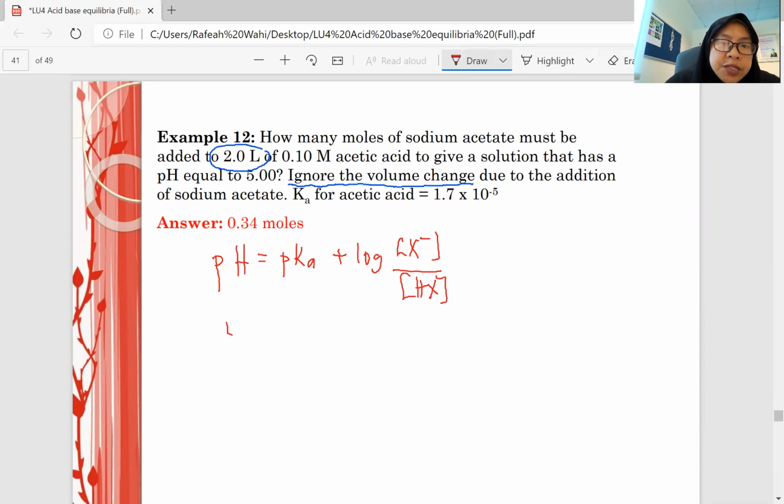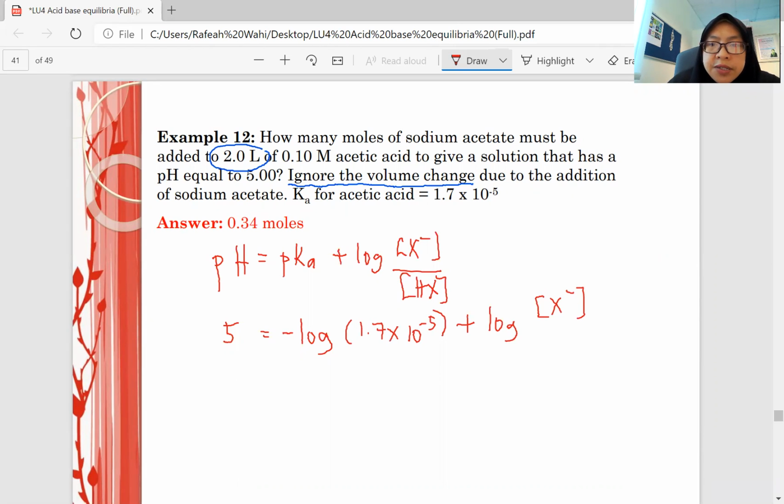So you have pH, which is 5. You have the p function, which means negative log. You have Ka given, which is 1.7 times 10 to the power negative 5. And then you have log. You don't know the concentration of the conjugate base, but you are given the concentration of the acid, which is 0.1 molar.